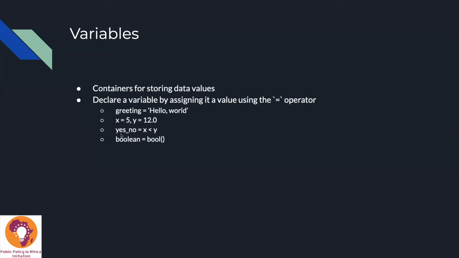Another thing here, yes, no. This is going to be a Boolean value because I'm assigning it to a Boolean expression, basically, when you do something like this. So, if X is less than Y, then this will evaluate to true. Otherwise, it'll evaluate to false. And the value stored in yes, no will be true or false. So that's one way that you could assign a Boolean. Another thing that you can do here is I can assign Boolean to the function bool, and now Boolean is the function bool.